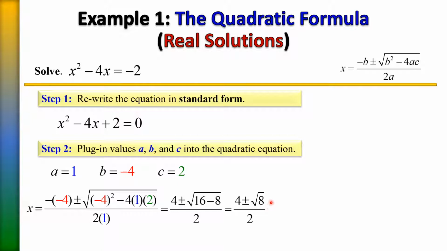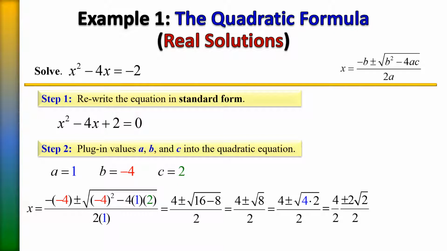8 is not a perfect square, but it does have a perfect square inside of it. So let's simplify that radical. The perfect square inside would be 4. We're going to square root the 4, it goes on the outside, and what's left remains underneath the symbol. So that's going to leave us an answer of 4 plus or minus 2 radical 2 all over 2.